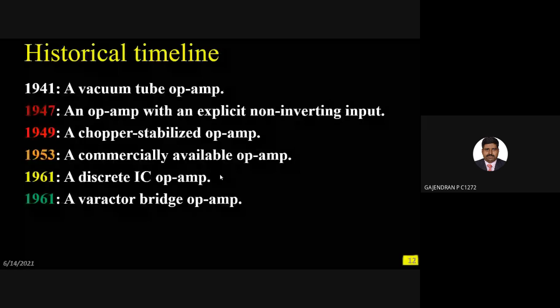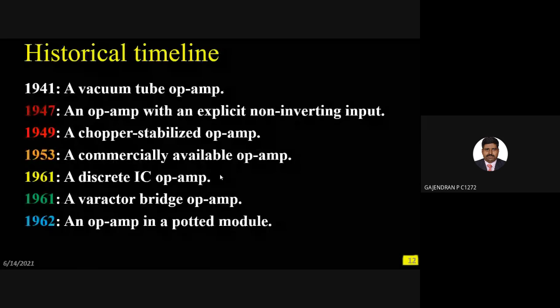The CE amplifier we have studied, am I right? What was my input signal? It was an AC signal. Yes, sir. So with the help of this varactor bridge op-amp, you can give DC signals to this op-amp, and it is able to amplify the DC signal also. So that is a specific speciality of the varactor bridge op-amp.